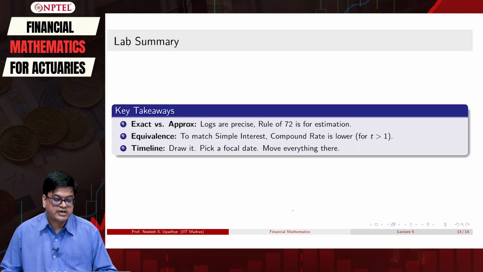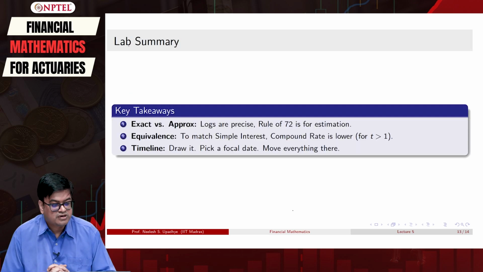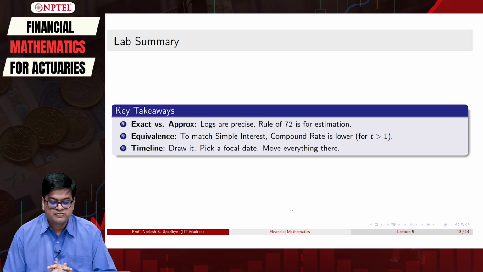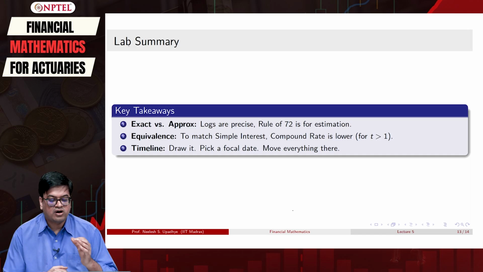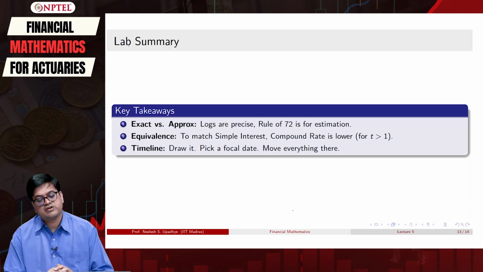Okay. So whatever we have done so far, we can summarize in this. First, you take the exact value for the money problem or the number of years problem using logs, and the logs give you a precise answer. Rule of 72 is for estimation, for verification purposes. Then equivalence of simple interest and compound interest: we have matched simple interest and compound interest. The compound interest will be lower whenever the time period is greater than 1. We have also analyzed a common trap with t between 0 and 1, where simple interest exceeds the compound interest.